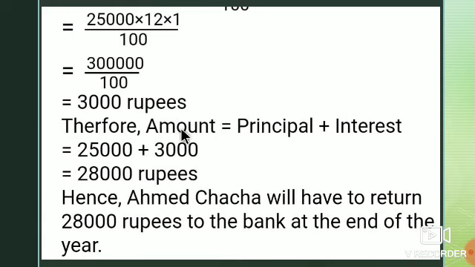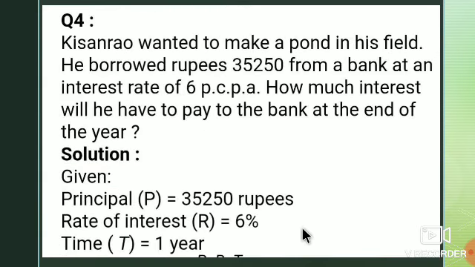Now find out the amount. So let's write the formula of the amount. Principal plus interest. Principal is 25,000 plus interest we have calculated, 3000. So amount is 28,000. Hence Ahmed Chacha will have to return 28,000 rupees to the bank at the end of the year.